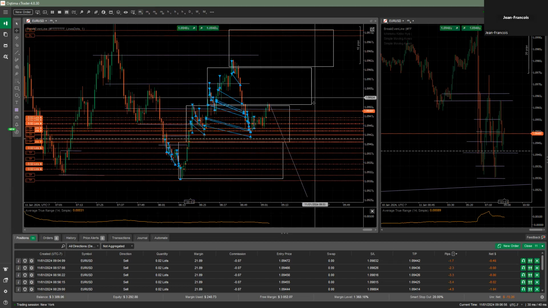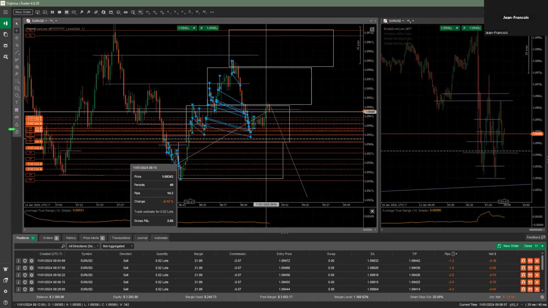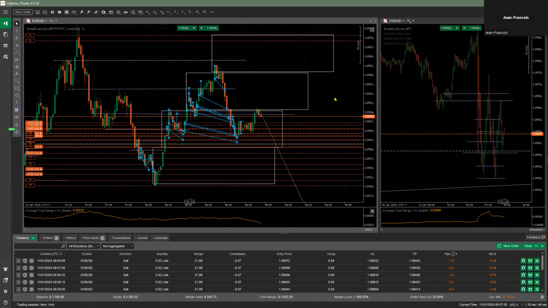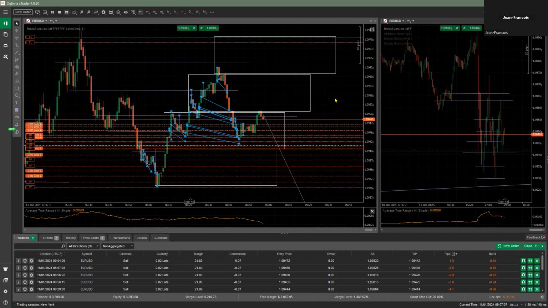I don't have far to go. I just need to go here. 2 boxes. The market can move 2 boxes in the blink of an eye.